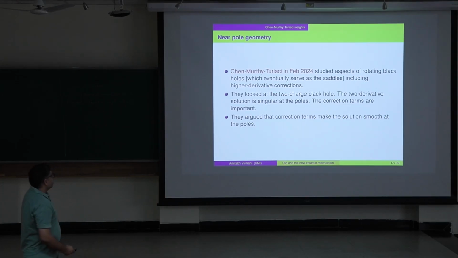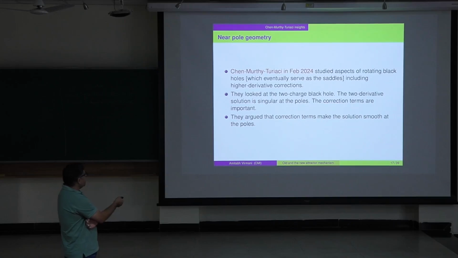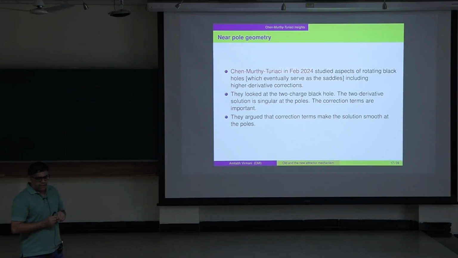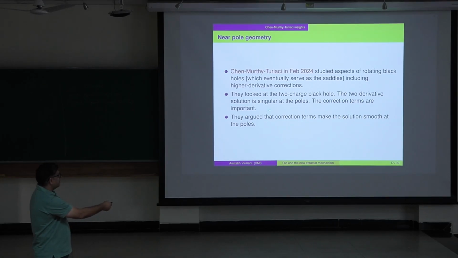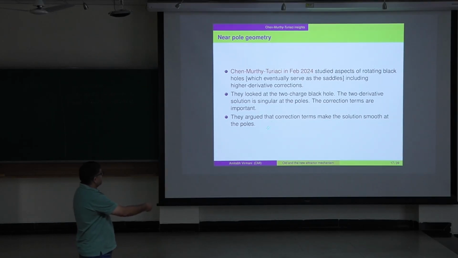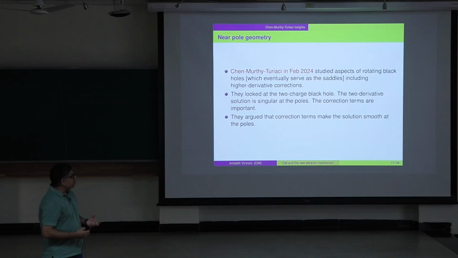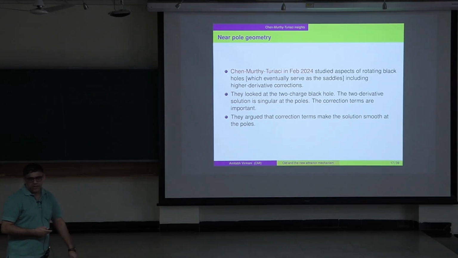So the motivation for their paper was slightly different from what we were doing, but what they did is that they looked at what is called the two-charge black hole. This solution is singular at the poles in the same sense that the two-charge supersymmetric black hole is singular at the horizon. And what they showed is that the higher derivative terms play an important role, and they argue that the higher derivative terms give rise to corrections which make the solution smooth at the poles. So this calculation was sort of like the version of the Hubeny-Kurz calculation, but applied to these two-charge saddle solutions.